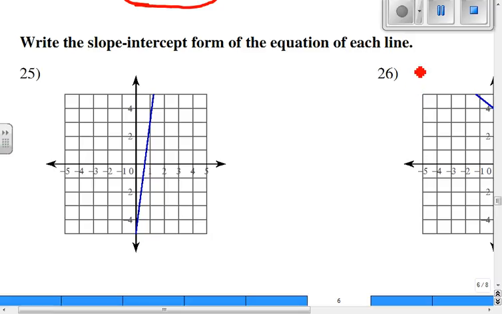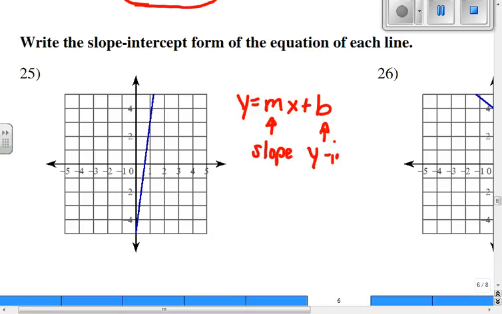Okay, for problems 25 and 26, we're asked to write the slope-intercept form of the equation of each line. Well, we remember that for slope-intercept form, we have y equals mx plus b, with m being our slope and b as our y-intercept, hence slope-intercept format. Okay, so let's find our m and our b.